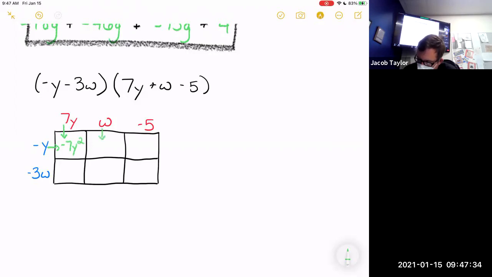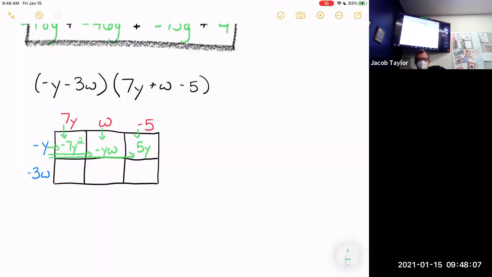What's w times negative y? It's negative yw. Very good. Excellent work. Because those are different variables, I can't put them together with an exponent or anything. They're just stuck as is. And then positive 5y. Very good. Positive because it is a negative times a negative. Negative 5 times negative y is positive 5y.